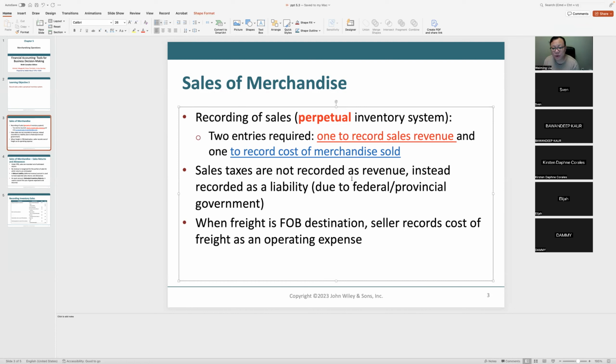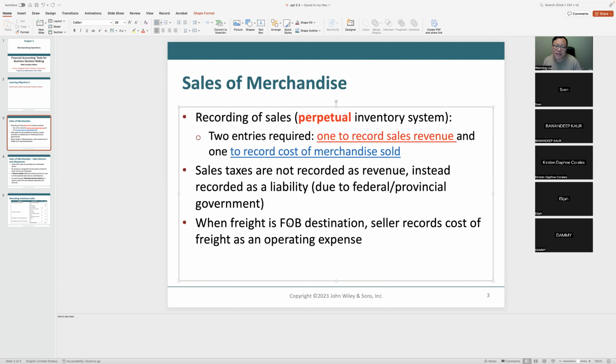Sales tax is not recorded as revenue, okay, because you are collecting the sales tax on behalf of the government. It's not your money. You are just collecting it as an agent on behalf of the government. When you collect it, you are liable to file it to CRA, right? So sales tax, when you collect it, is your liability. It's not your revenue.